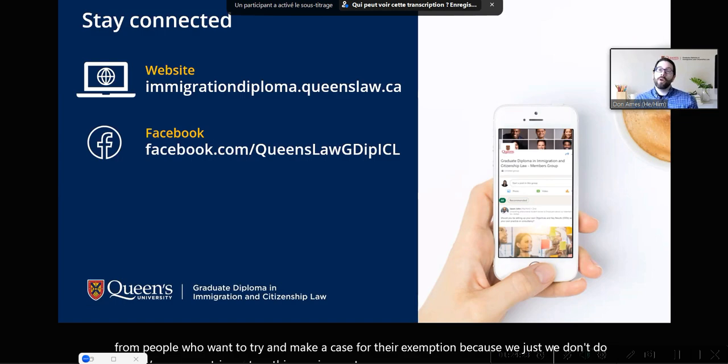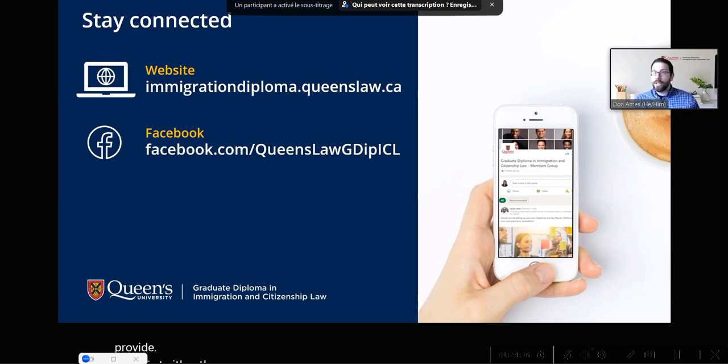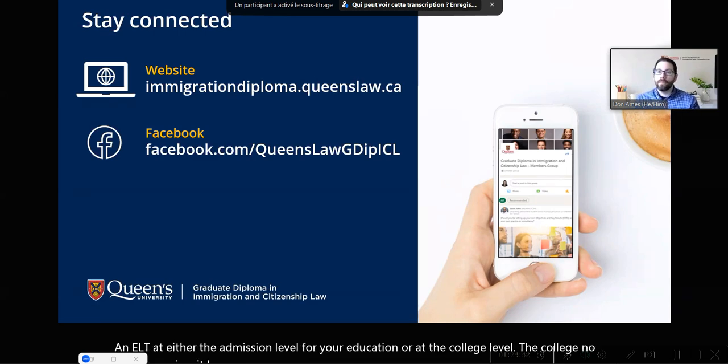There is no longer a requirement at the College of Immigration and Citizenship level. So anybody who's taking the EPE, you used to have to provide an ELPT at either the admission level for your education or at the college level. The college no longer requires it because we have a standard for admission. So because we're the only point, we're very stringent about our requirements. So just really keep that in mind.